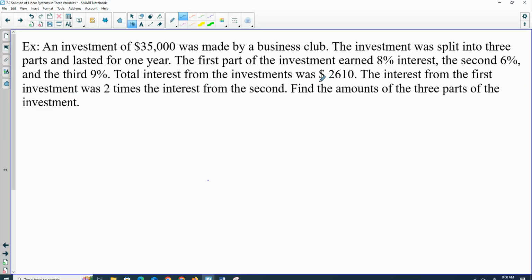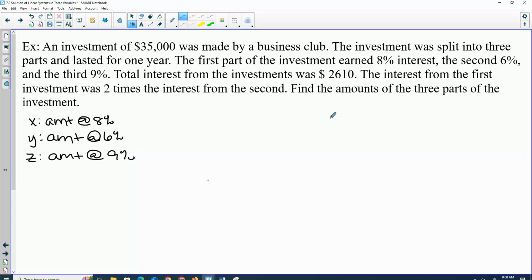Okay, so let's start by defining some variables. We have the three different interest rates. So x could be the amount at 8%, y the amount at 6%, z the amount at 9%. And we know we had $35,000 altogether.